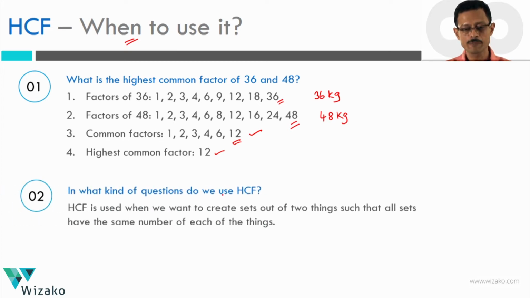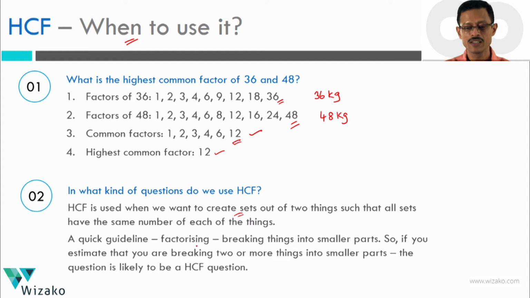So just put it in words. HCF is used when we create sets out of things. We are breaking it into smaller parts, such that all sets have the same number of each of the things. So here we had rice and wheat packet sizes remaining the same. What's the cue? How do you figure this out? These are the keywords to keep in mind. Factorizing essentially means breaking it into smaller parts. So you'll use HCF anytime we're taking 2 large things and breaking them into smaller parts, making sure that the packet sizes, the weight sizes, the numbers in each of the parts is the same. Right? That's when an HCF question is used.